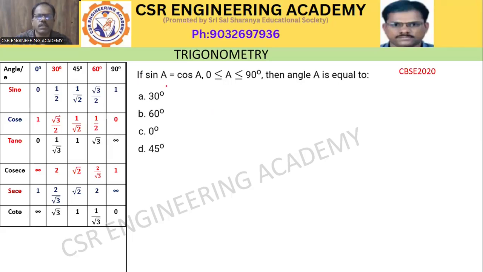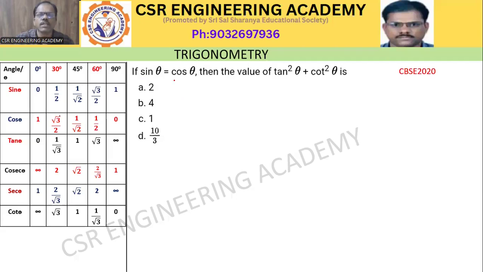If sin A is equal to cos A, 0 less than or equal to A less than or equal to 90 degrees, then the value of A is: sin A is equal to cos A. Sin 45 degrees is equal to 1 by root 2. Cos 45 degrees is equal to 1 by root 2. That is, sin 45 is equal to cos 45. A is equal to 45 degrees. Option D.